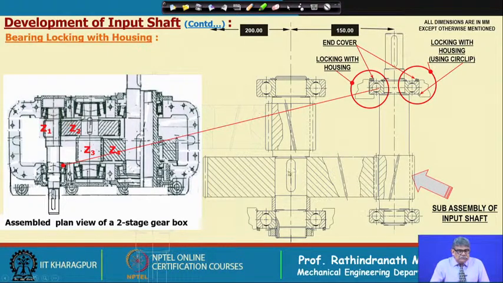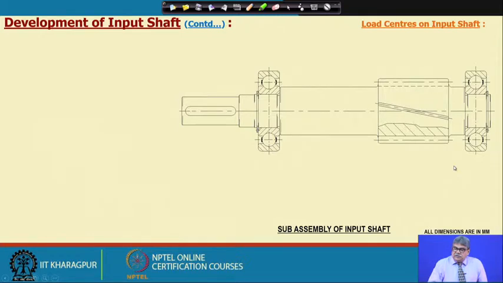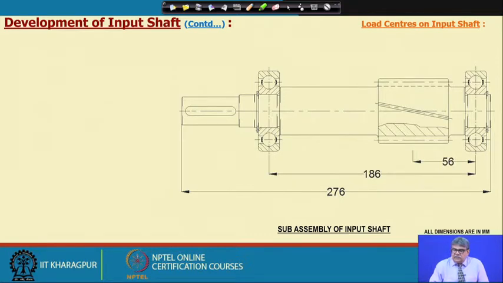The intermediate shaft is already completed, so now we can go for the other shaft, but before that, let us say this is the sub assembly of the input shaft. The distance between the two bearings is a total length of around 275 millimeter. While we make the detailed drawing, we can even adjust a little bit here. We find that the bearing distance, the support points of the bearings, the midpoint in this case, as it is a deep groove ball bearing, is 186 millimeter, and the center of the pinion is 56 from the mid of the nearest bearing.